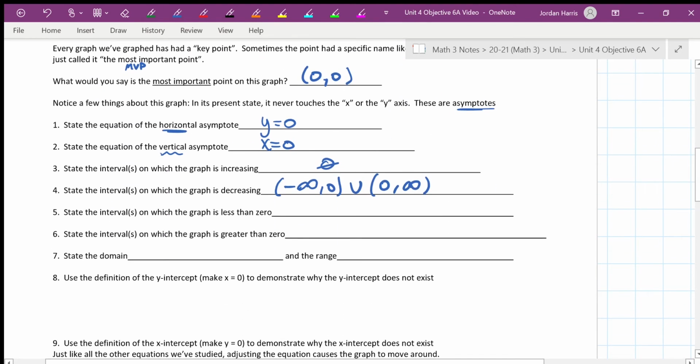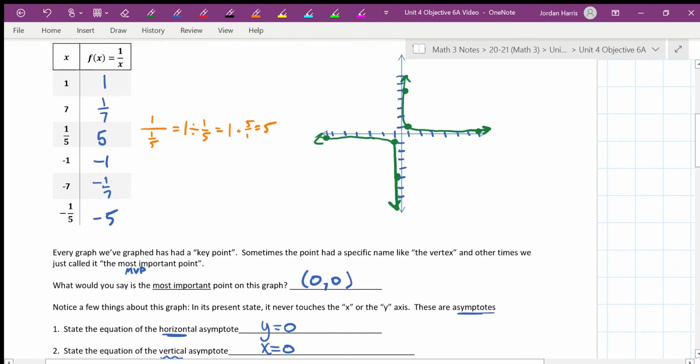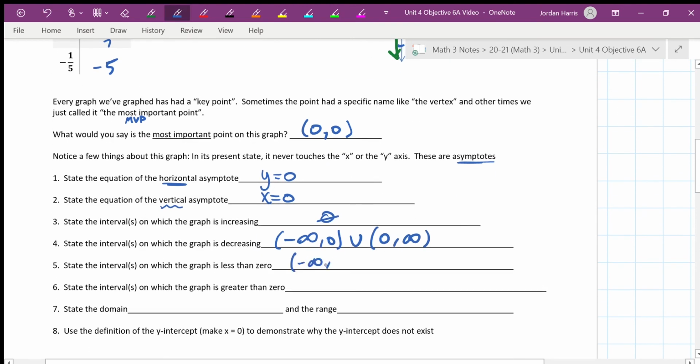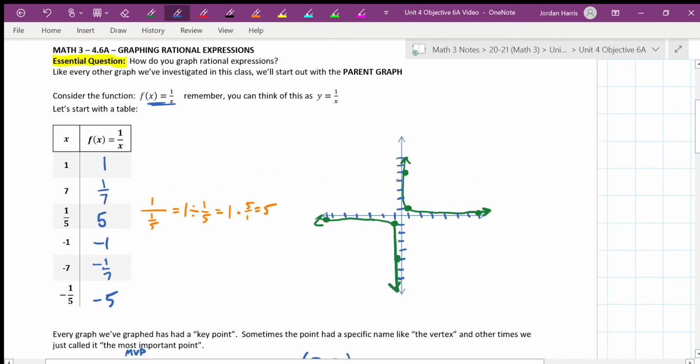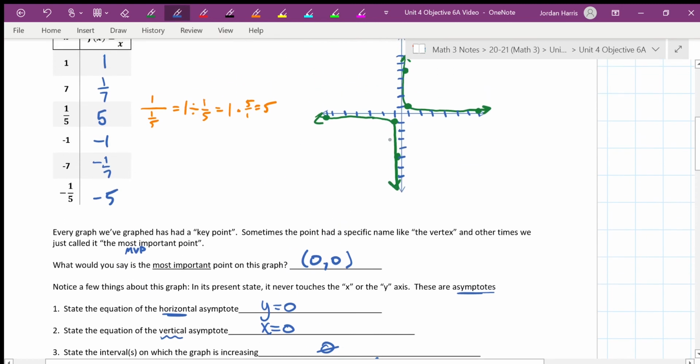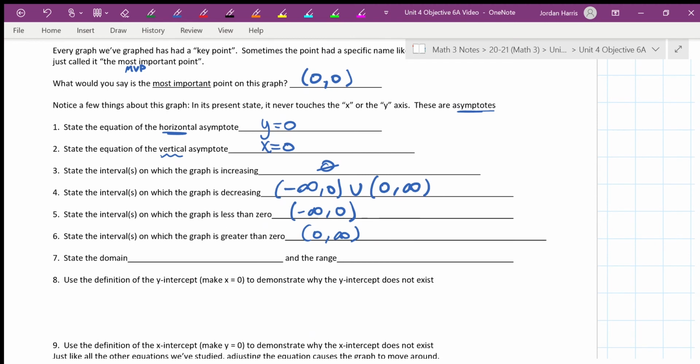Notice how we write the domain, which is going to be the same as where it is less than 0. Less than 0 is below the x-axis, so that's just this section right here, from negative infinity to 0. Greater than 0 is above the x-axis, so that's this section right here, from 0 to infinity. Domain is the x values. The only x value I'm skipping is 0. So negative infinity to 0, union 0 to positive infinity.